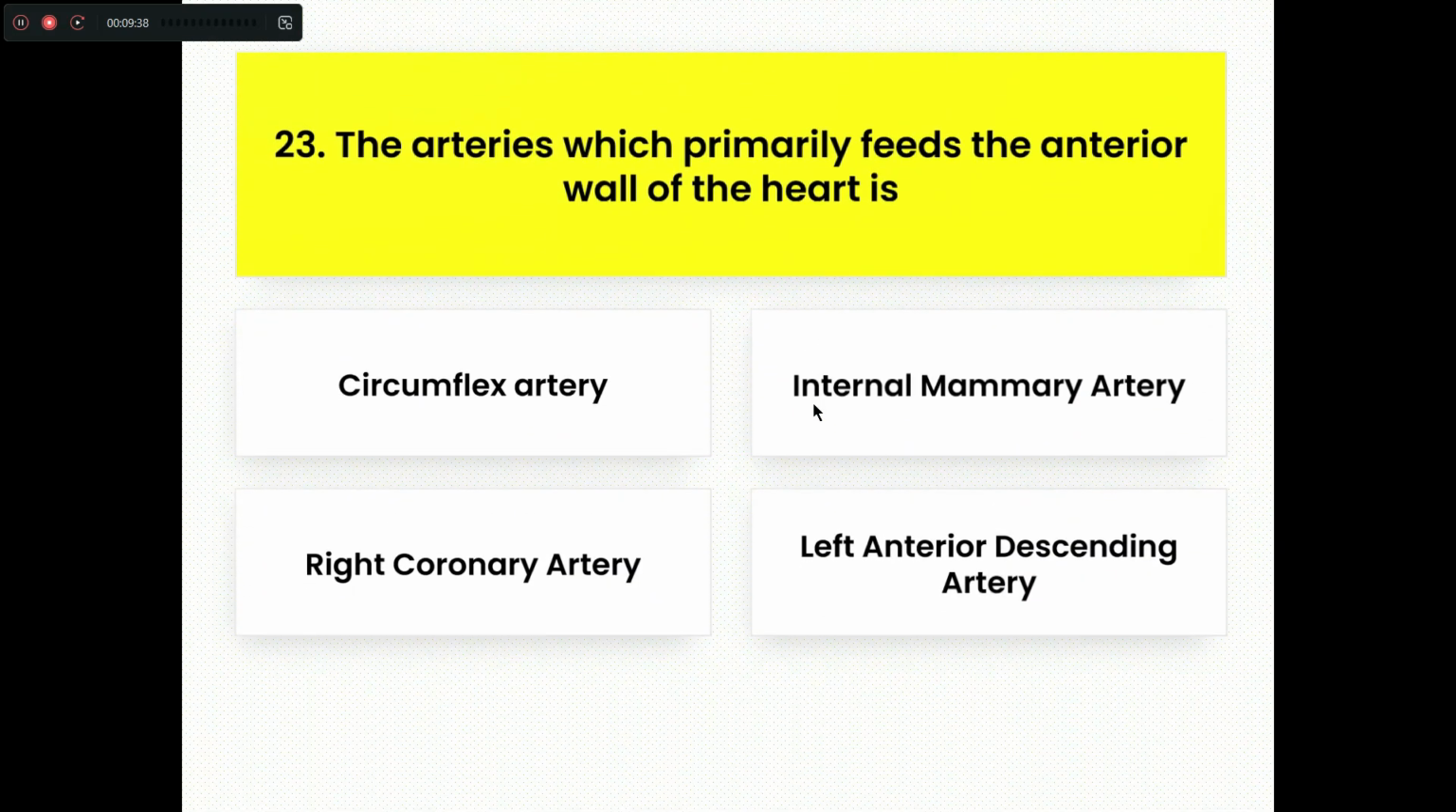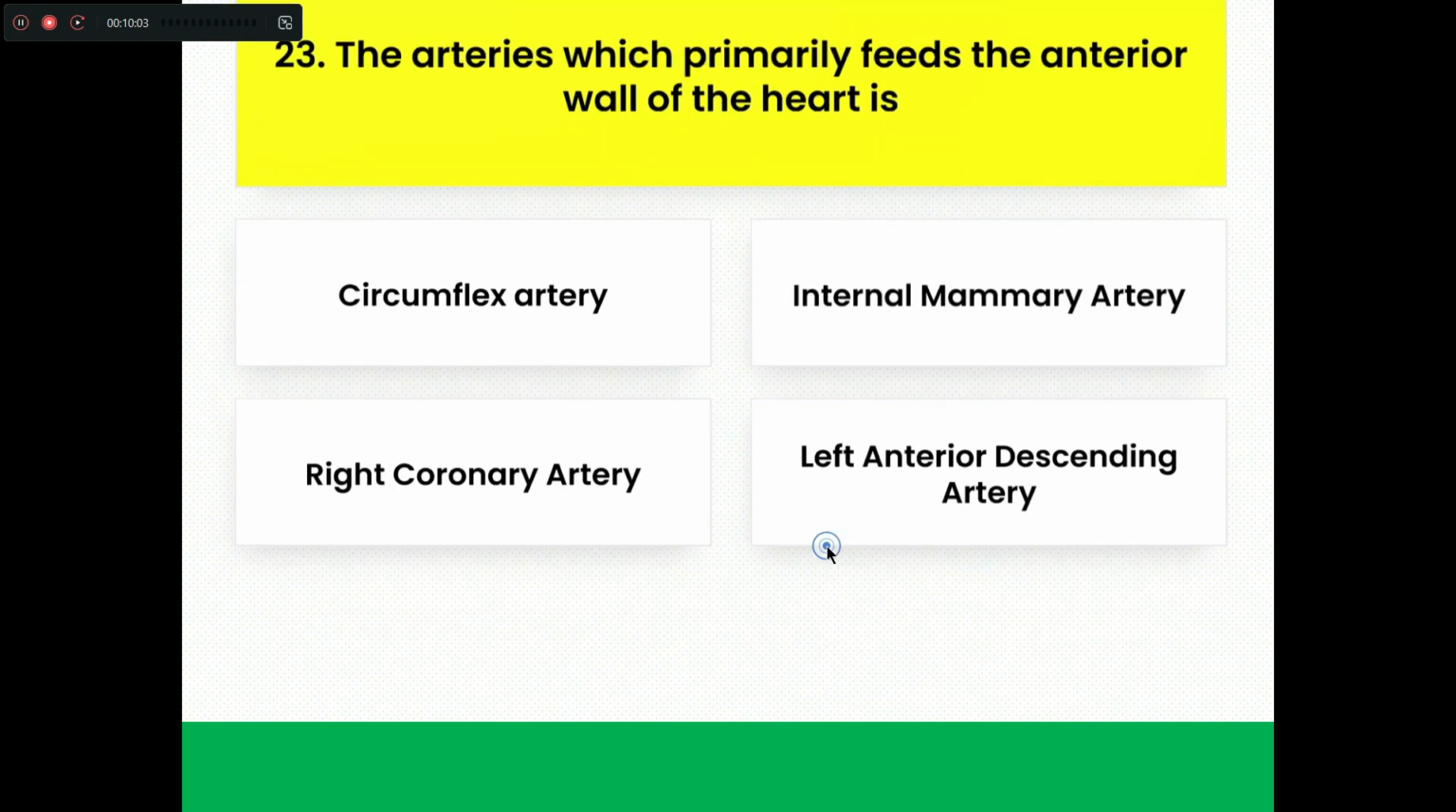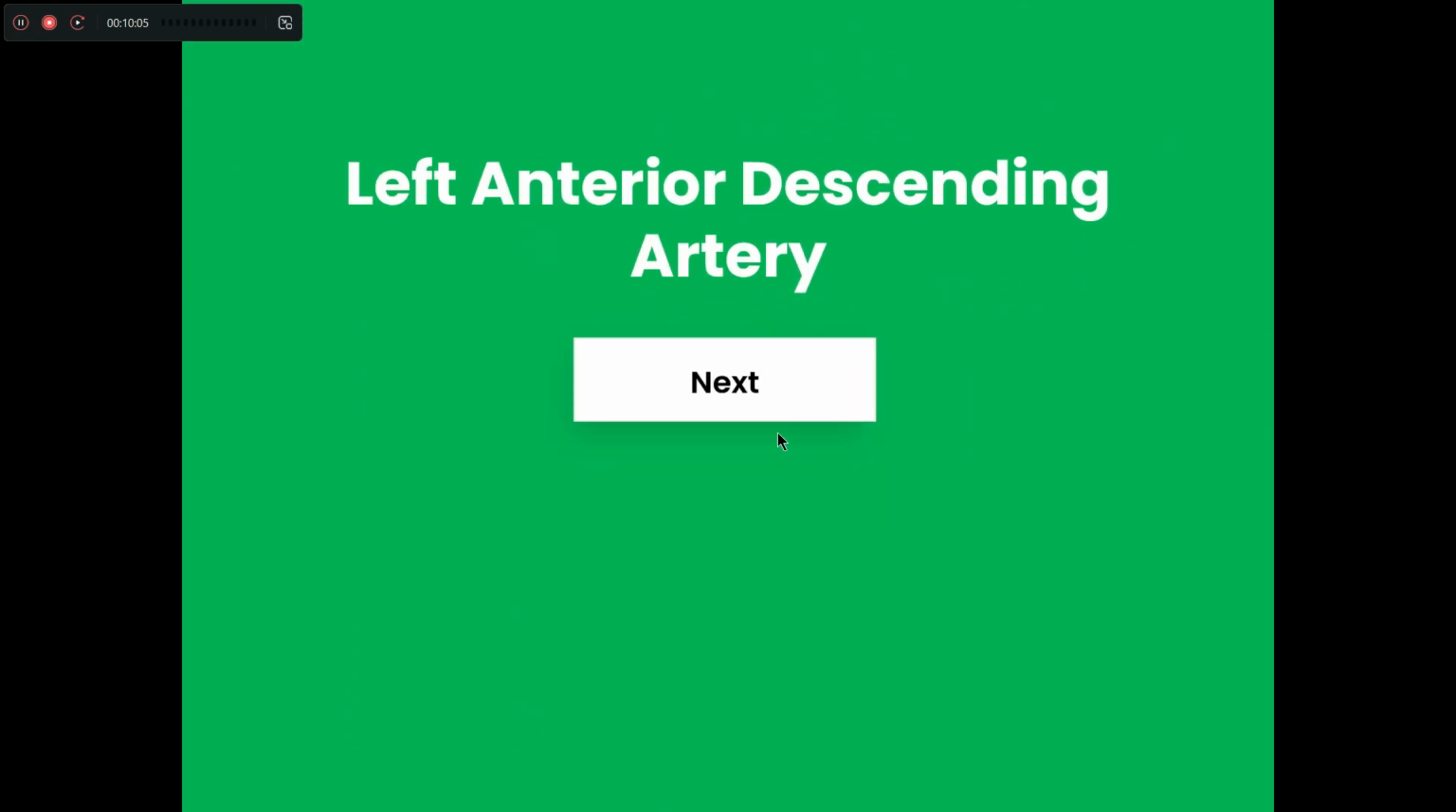Question number 23. The artery which primarily feeds the anterior wall of the heart is option A. Circumflex artery, B. Internal mammary artery, option C. Right coronary artery, option D. Left anterior descending artery. The artery which is supplying the anterior wall of the heart is option D. Left anterior descending is the right answer.